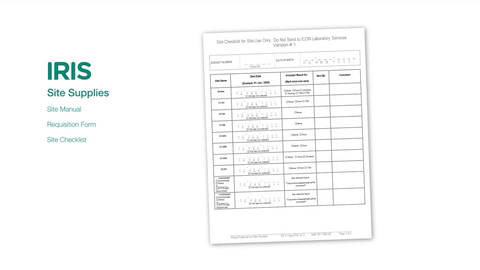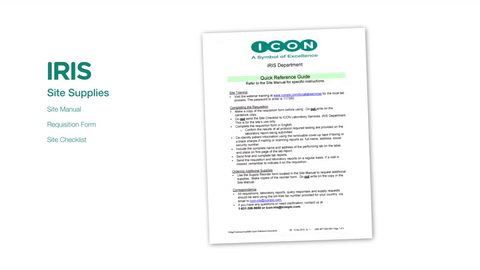A site checklist. This is an optional form that will enable you to keep track of visits sent to Icon Iris. This form should be kept on site. It should not be sent to Icon Iris. Quick reference documents, which contain useful information on how to avoid queries.